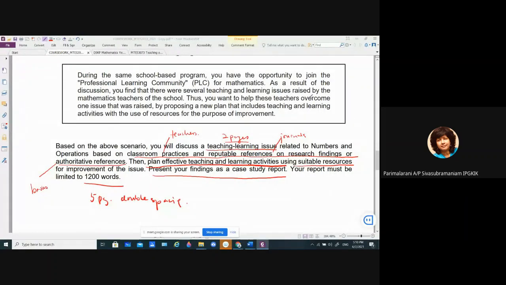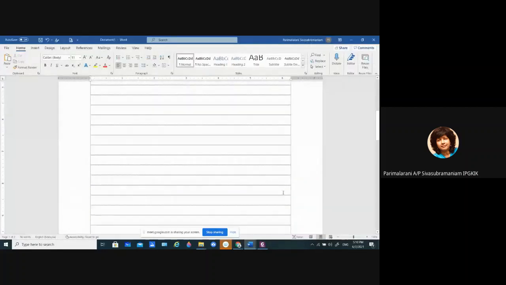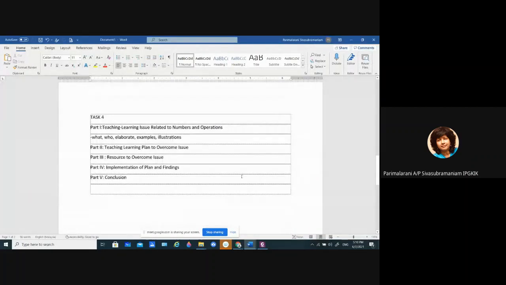Okay, I want to tell you one more thing. Present your findings as a case study report. I know some of you will go and read this up. Okay, what is a case study report? And I don't want to see a research case study report. Don't give me a research report. This coursework is not about a research report. It is just the issue, and how to overcome it. That's all. Okay, you can write in any way you like, but I can suggest something for you. Okay, for task 4, you can write like this. This is just how you divide your work.